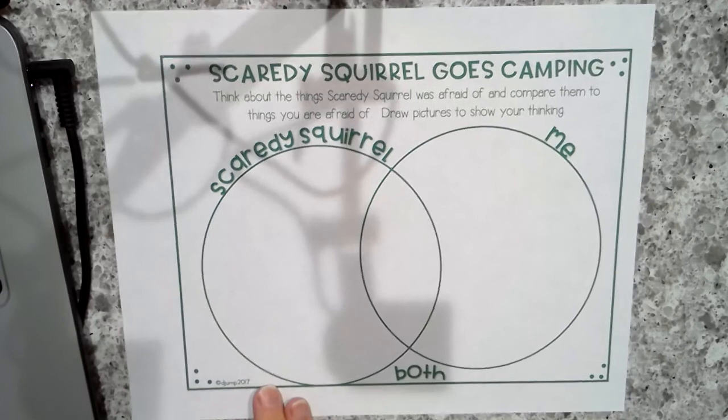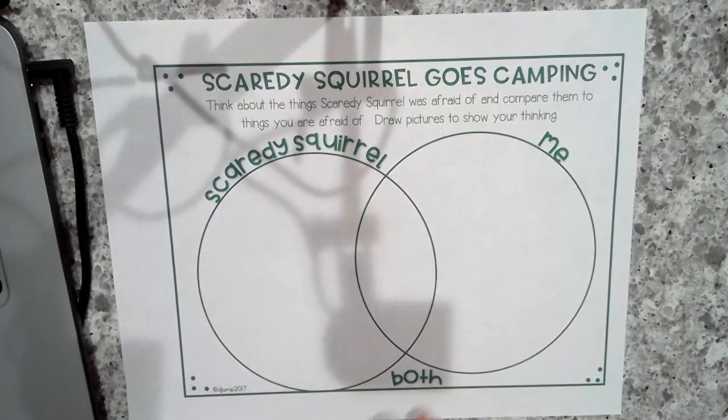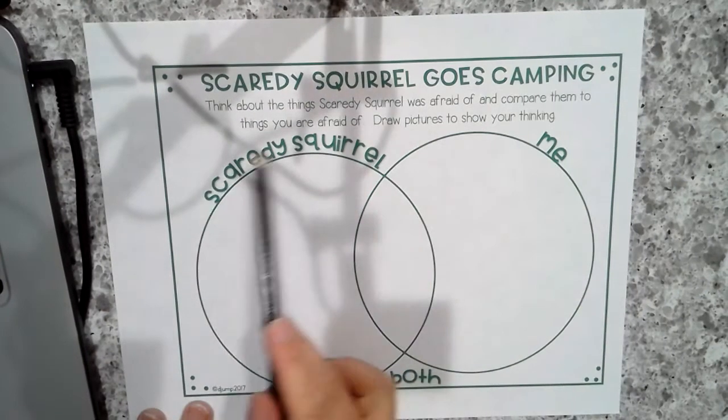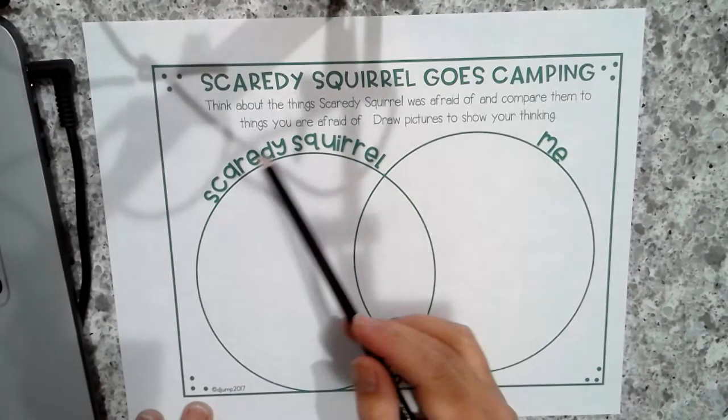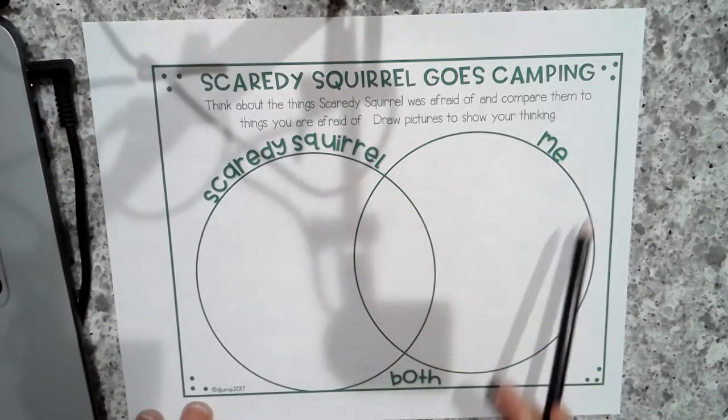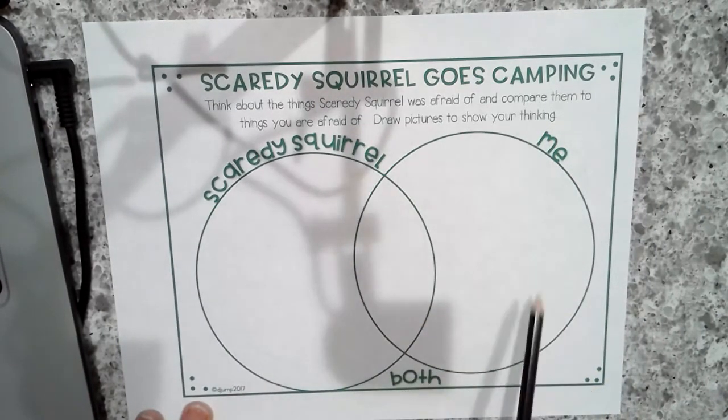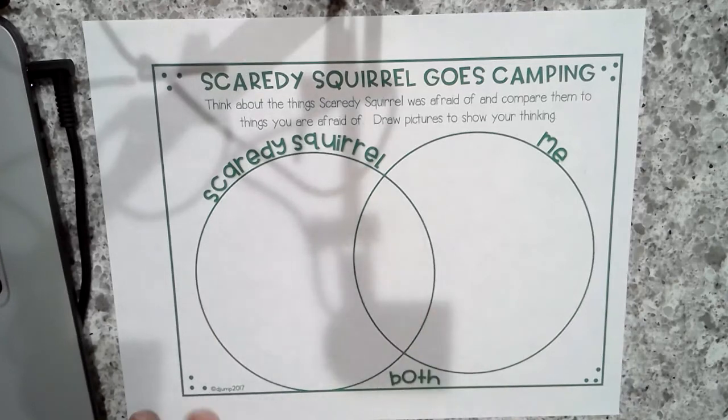The other thing is you're going to need to print out the Venn diagram from the website. And truthfully, if you can't print it out for whatever reason, really all you have to do is draw two circles that intersect and then write Scaredy Squirrel on one side and me on the other side and both here at the bottom. And that's really what a Venn diagram is all about, but we'll talk more about that when you get back. Go ahead and pause if you need to, and then come on back.